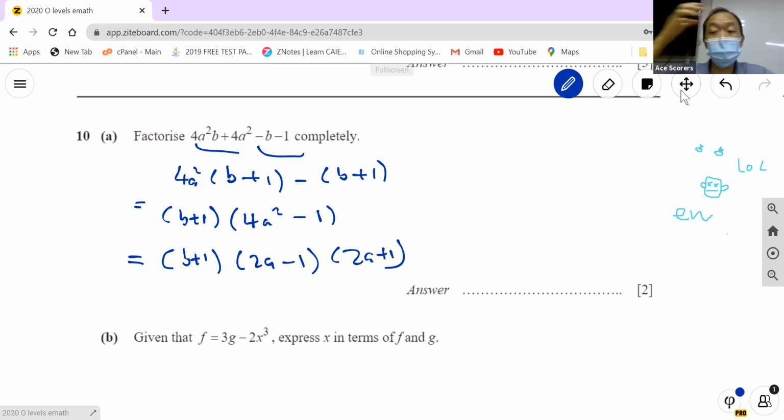I must be the first person to do math and kill a fly.